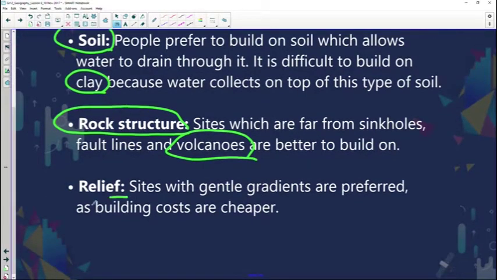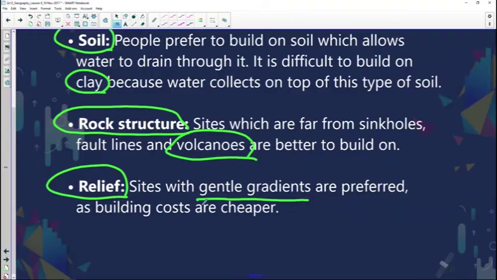Then another factor is relief. Now, put it this way. It's going to be extremely difficult for an urban settlement to grow if it's very steep. For instance, if you look at Lesotho, you will see that most of Lesotho is rural areas because of the mountainous areas. So people usually choose settlements where the gradient is quite gentle.